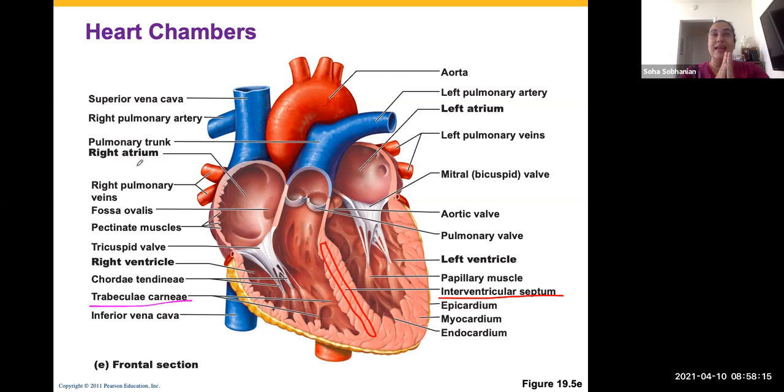So when you're looking at the veins, let's think about this. If a vein is coming toward the right side of the heart, a vein that is coming to the right side of the heart, is it going to be oxygenated blood or deoxygenated blood? It's coming to your right side of the heart.